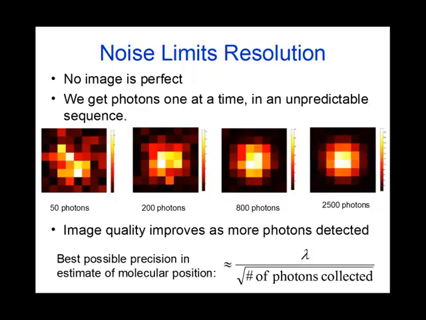2,500 photons, it's fairly symmetric. I could say that it's probably pretty close to the center. And the precision with which we could do this quantitatively is approximately the wavelength of light over the square root of the number of photons collected.